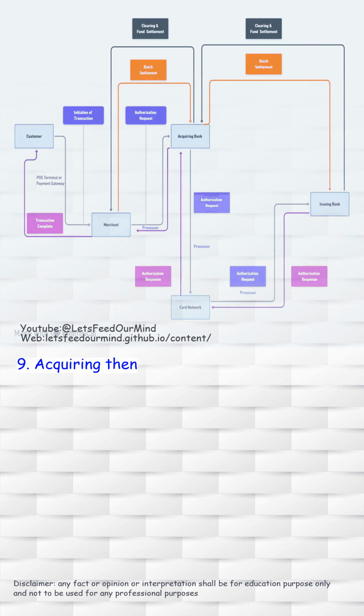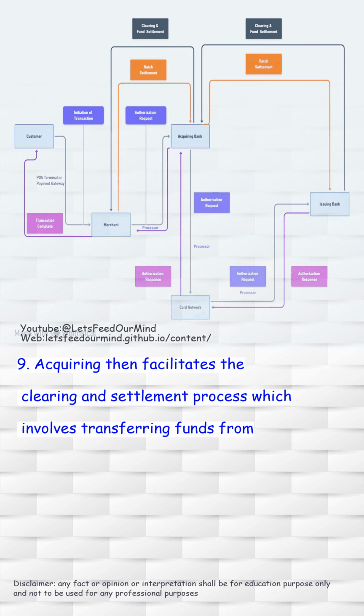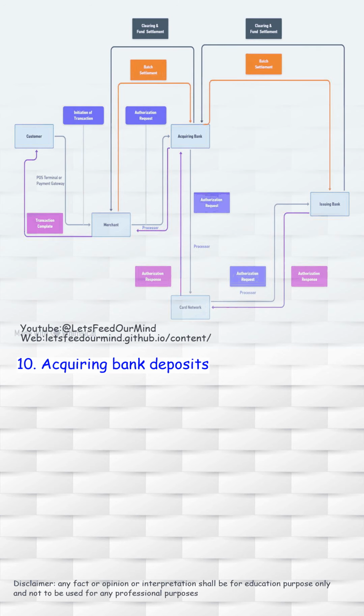9. Acquiring bank then facilitates the clearing and settlement process, which involves transferring funds from the issuing bank to the acquiring bank. 10. Acquiring bank deposits the funds into the merchant's account, completing the transaction.